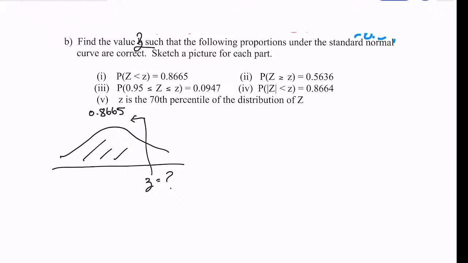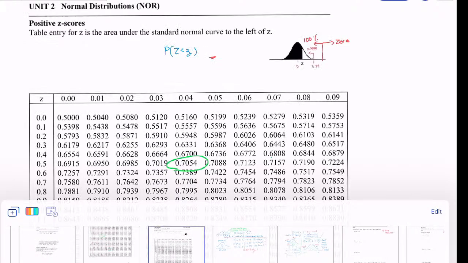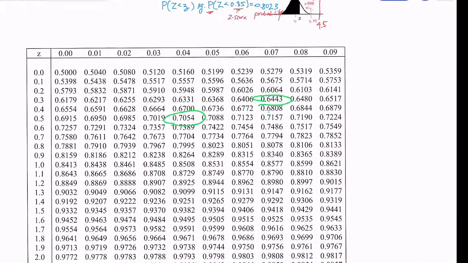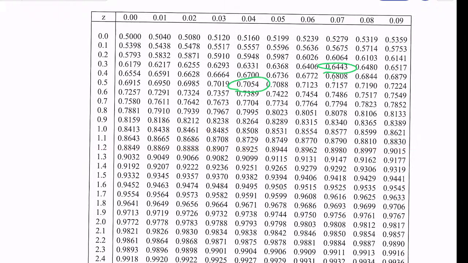0.8665. So let's look for 0.8665 in the table, inside the table. So I'm looking inside the table for 0.8665. Aha. That should be 1.3. 1.21. 1.11. Right, very good. Very close. Yeah, you got it. So it's right here. 1.11.